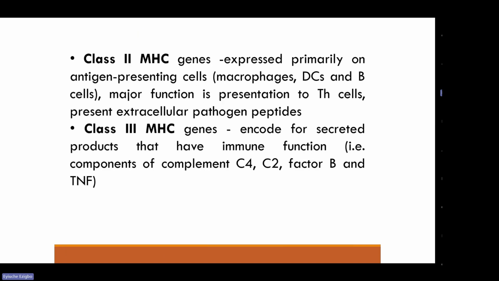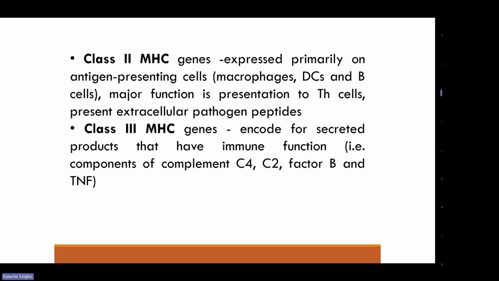Let's take it gradually. Okay, we have the class 2 MHC genes. They are expressed primarily on antigen presenting cells: the macrophages, dendritic cells, and B cells. Their major function is presentation of antigen to T helper cells. They present extracellular pathogen peptides, like those of bacteria.